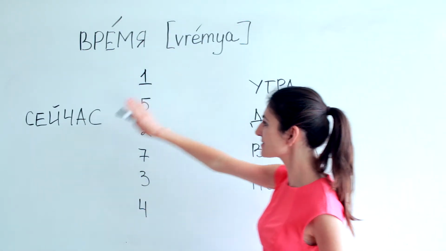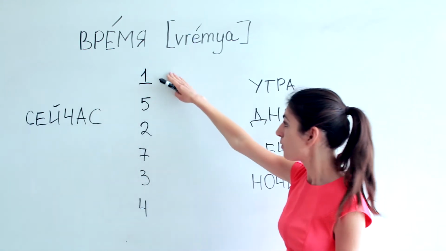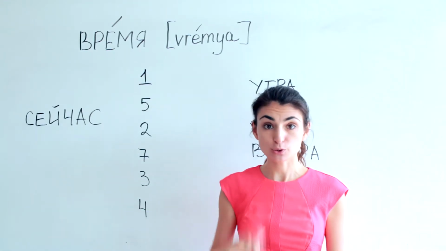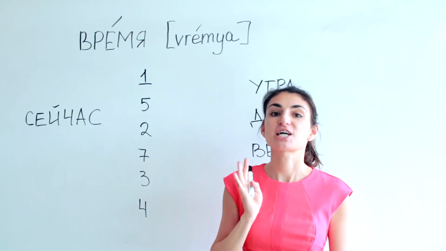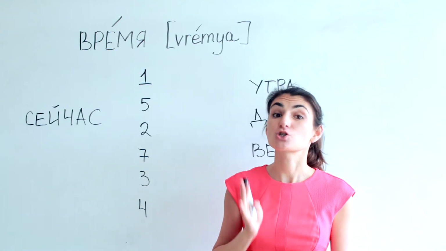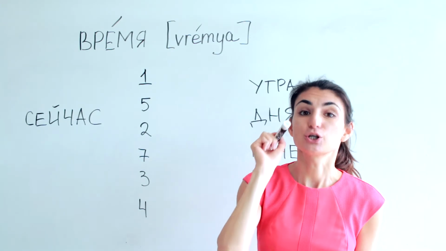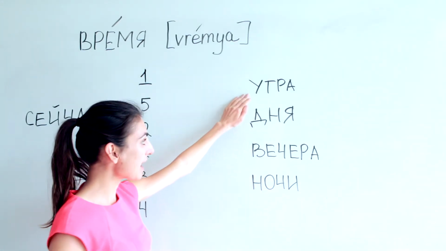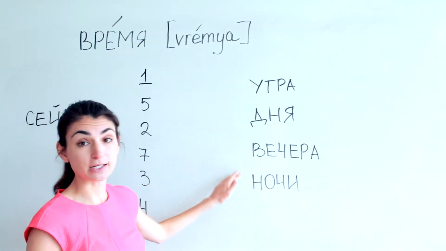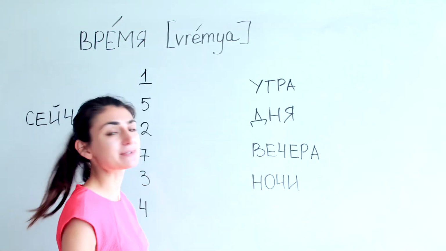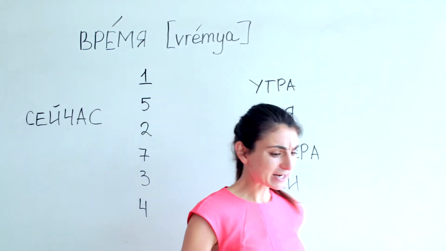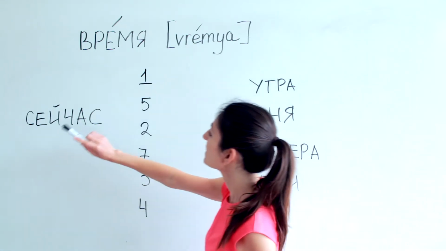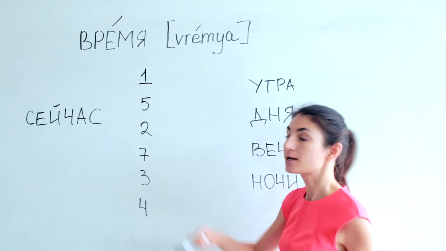Okay, so now you see now it is 1, 5, 2, 7, 3, 4. We're going to put час, часа, or часов. And you are going to do it. And also we have утра, дня, вечера, and ночи, so we can make some sentences. Alright, are you ready? Oh, of course you're ready. So, now it is 1.